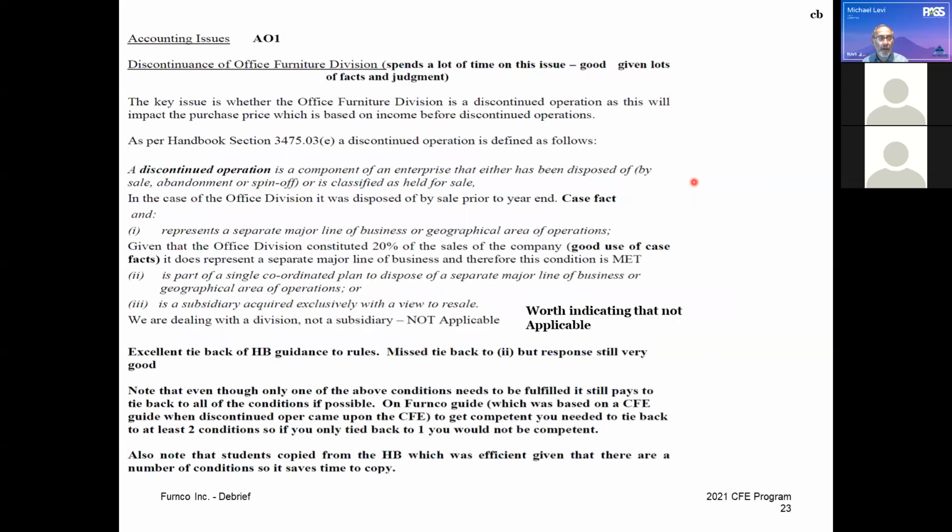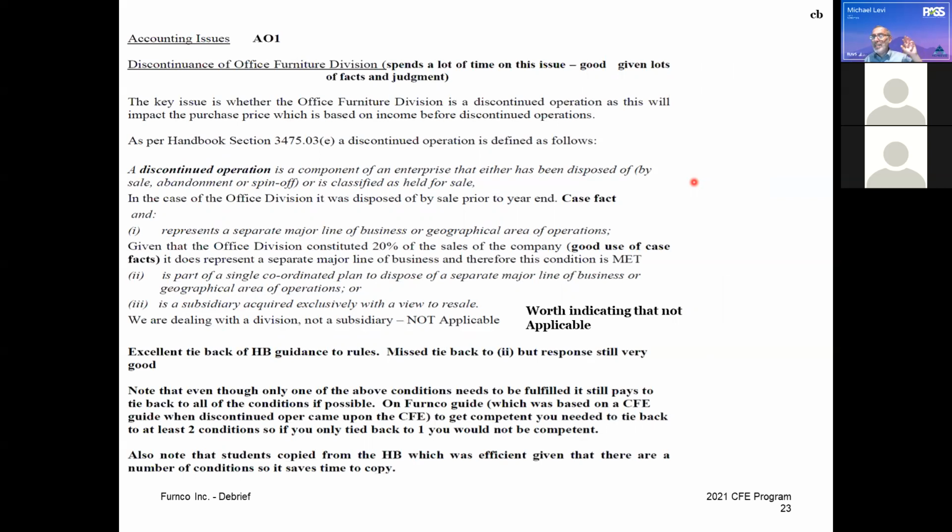What I'd like to show you now is an example of a student sample response. And I think you'll like it. I mean, I liked it. Bottom line is, it's not perfect, but it doesn't need to be perfect, but it's very strong.